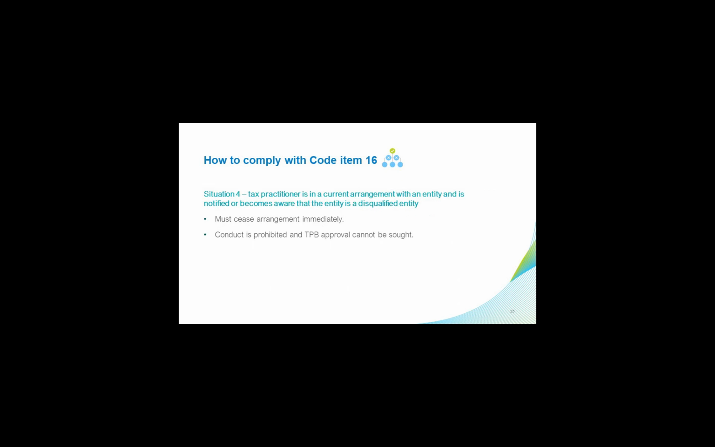The fourth situation that we have is where you're already in a current arrangement with an entity. So you're the tax practitioner, you're already in an arrangement and you find out that that entity is now disqualified. So, thankfully you've got that written contract in place. So you'll be able to cease that arrangement immediately and you won't be able to seek TBB approval to make that arrangement okay either.